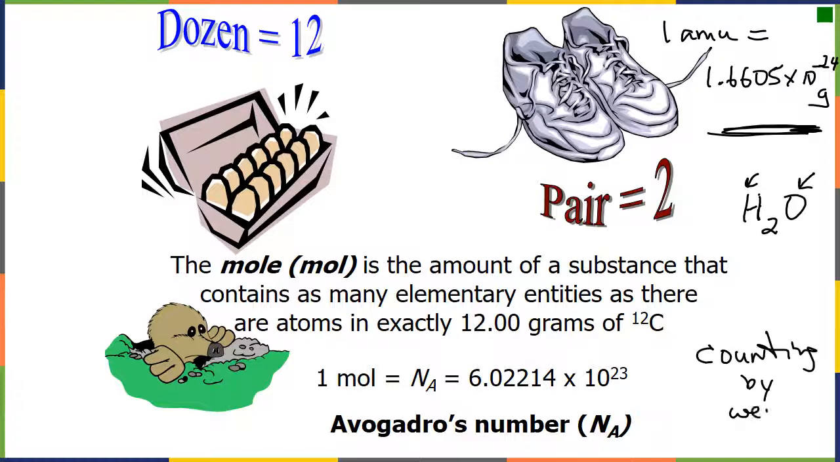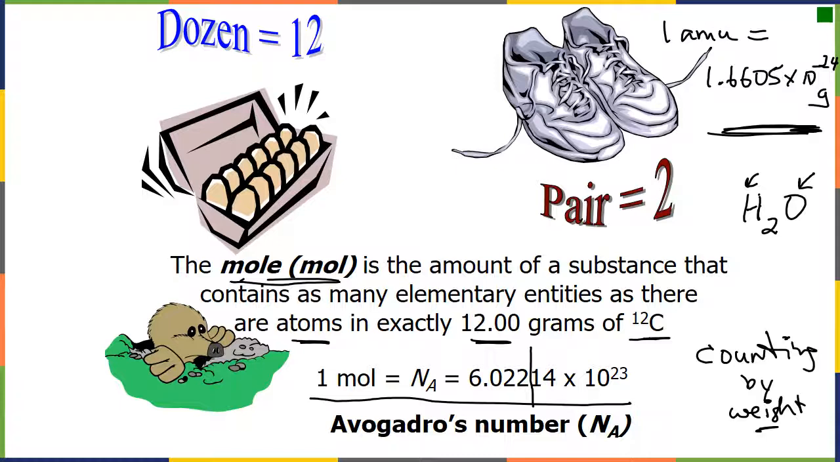Counting by weighing is simply a way to realize that if we know how much one thing weighs, then if we have 10 times as much weight, we have 10 times as many of that thing. And to do this, we're going to define a term called a mole. 1 mole is exactly the number of atoms in 12 grams of the isotope carbon-12. This works out to be this number. We tend to cut this off at 6.022 times 10 to the 23rd.